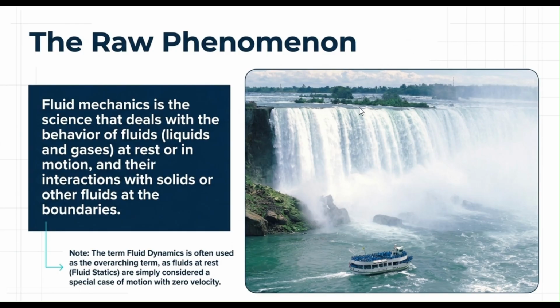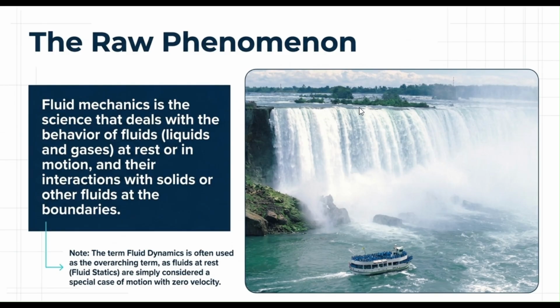Fluid mechanics is the science that deals with how fluids behave either at rest or in motion. Here, the word fluid includes both liquids and gases. A simple example is water flowing over a waterfall. The motion looks chaotic, but it follows physical laws. We can study the velocity, pressure, forces, and energy changes in that flow.